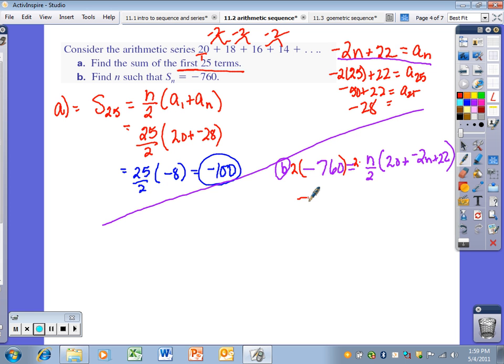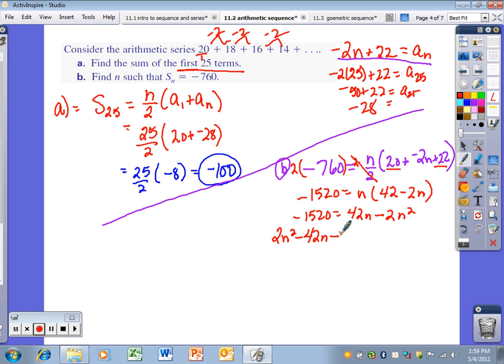That gives me negative 1520 equals n times 20 plus 22 is 42 minus 2n. That's negative 1520 equals 42n minus 2n squared. Let's put it all on one side of the equal. So 2n squared, subtract 42n, minus 1520 equals 0. There's a 2 in them all, so I'd have n squared minus 21n minus 760.